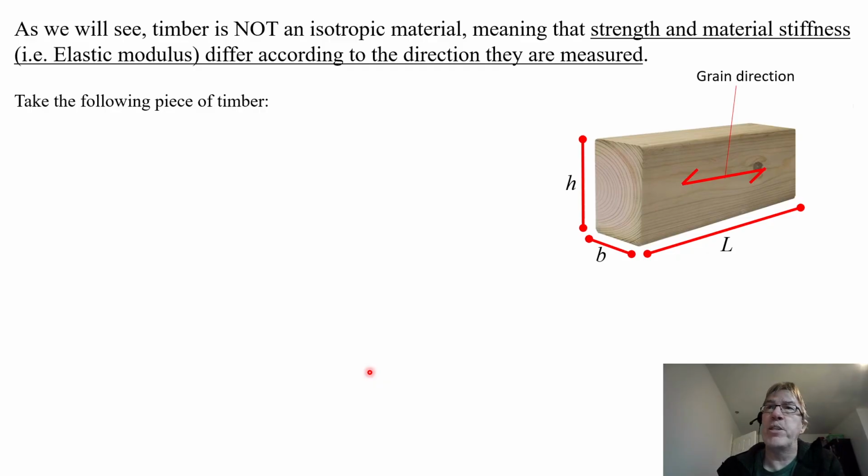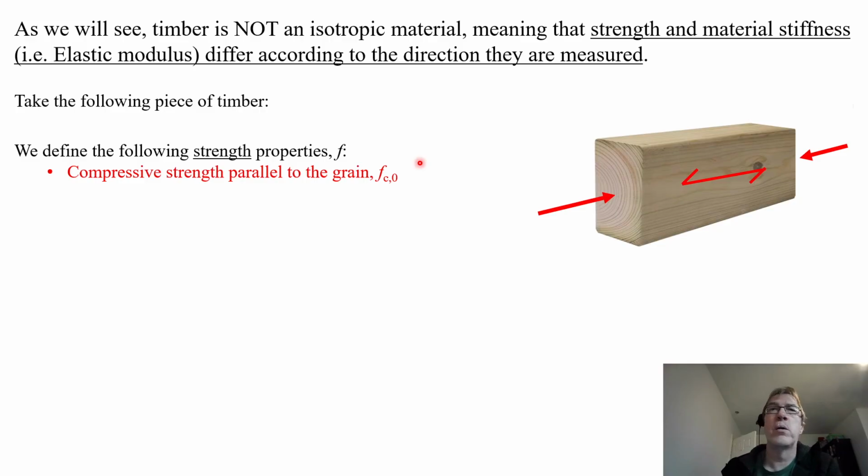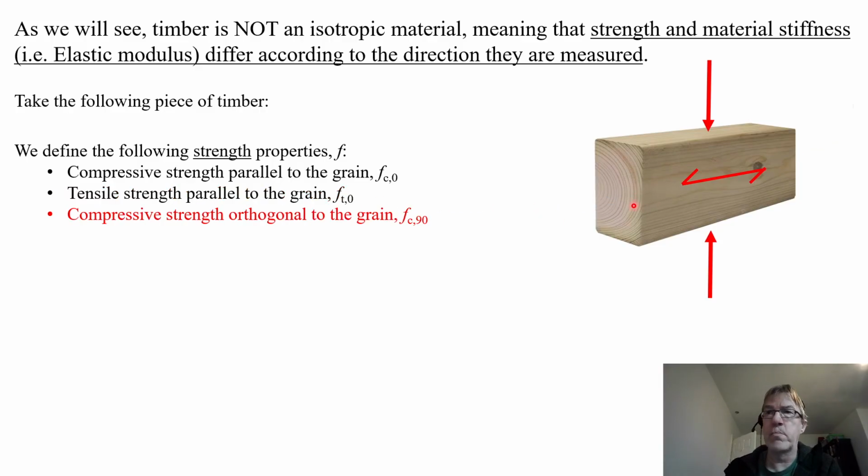As we will see, timber is not an isotropic material, meaning that the strength and material stiffness, the elastic modulus, differ according to the direction that they are measured. In this sample here, the direction of the grain is going horizontal. We determine the following strength properties. Compressive strength parallel to grain, denoted by fc,0. C means compressive, and 0 is the angle to the grain, which means 0 degrees to the grain, I suppose. And then the tensile strength would be pulling it apart in that direction.